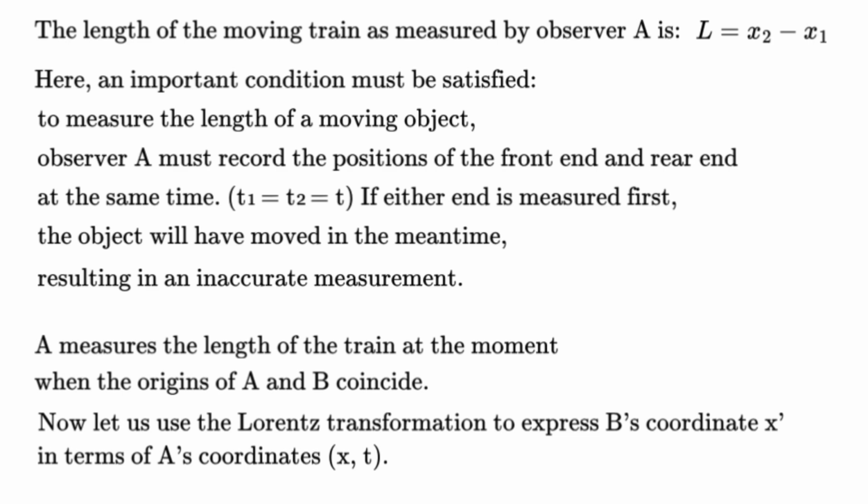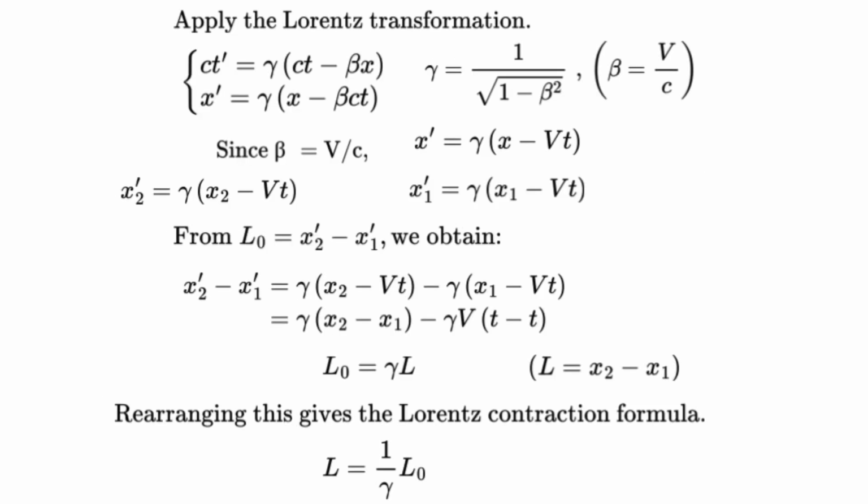Now let us use the Lorentz transformation to express B's coordinate x prime in terms of A's coordinates x, t. Here we use the Lorentz transformation to express the proper length L0, measured in B's frame, in terms of A's coordinates. The calculation steps are shown on this screen, so please pause the video and work through each step at your own pace.